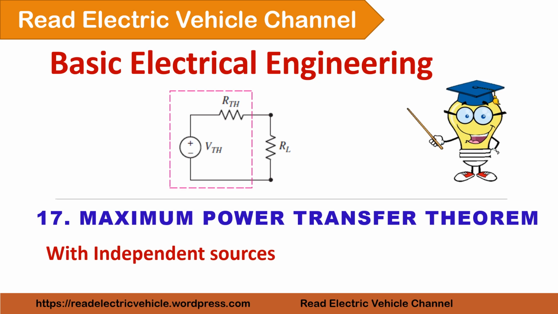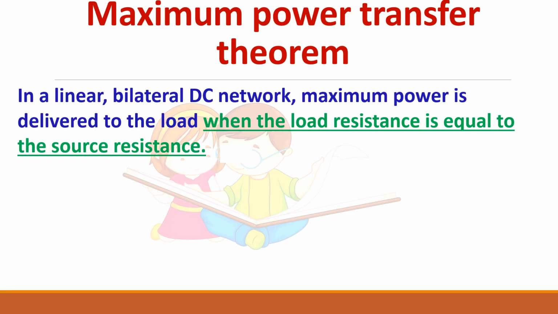In this video, let us see about maximum power transfer theorem. According to maximum power transfer theorem, in a linear bilateral DC network, the maximum power is delivered to the load when the load resistance is equal to the source resistance.